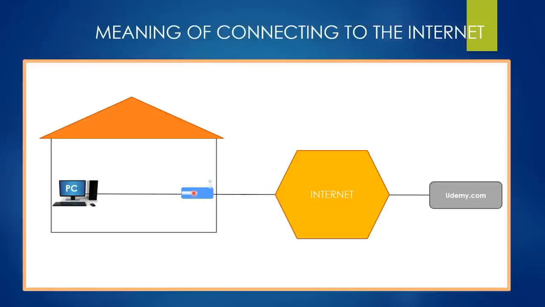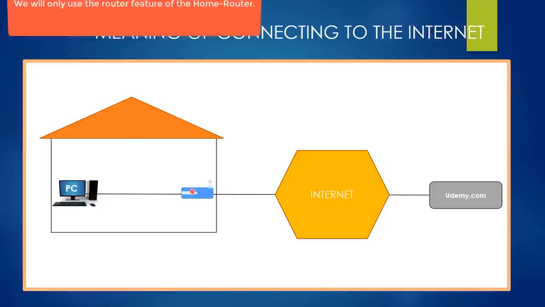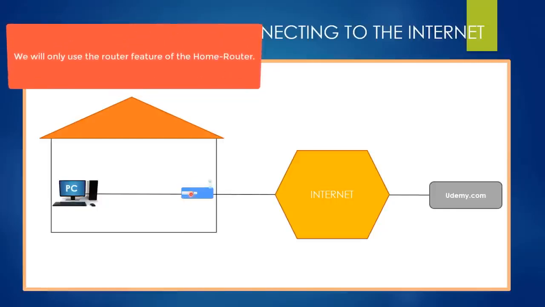There is no need for a switch since we don't have other devices to connect to each other in this home. Very good. By the way, if we want, we could use a router device instead of a home router device. Because if you are aware, we want to use only the router feature of the home router. We don't need to use the switch feature of the home router, right? Because there is only one computer in the environment.